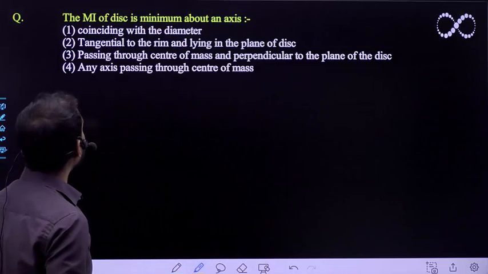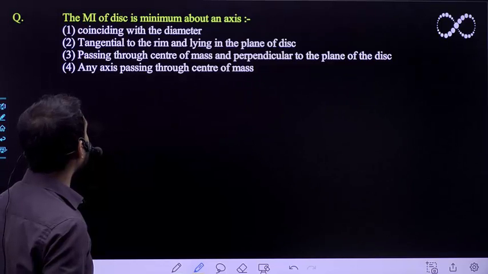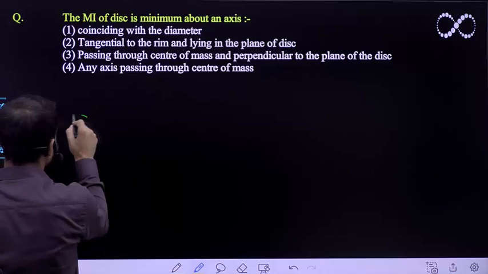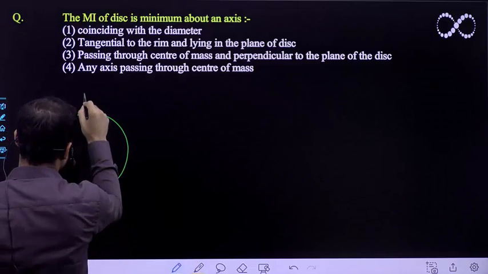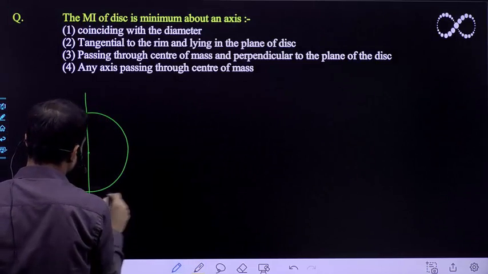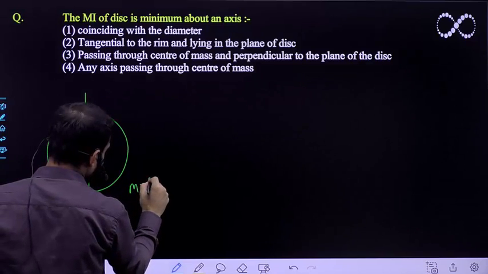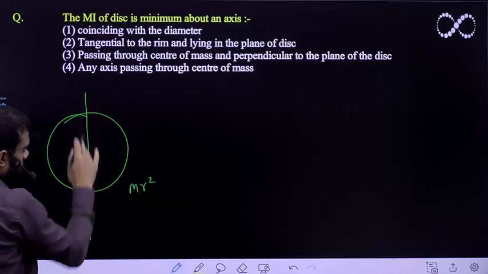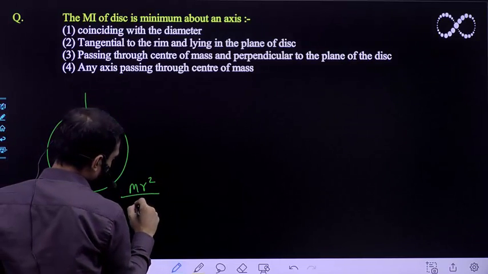The moment of inertia of the disk is minimum about the axis coinciding with the diameter. Okay, so let us take here. So this is the disk coinciding with the diameter. Moment of inertia is MR square. Right, about the central axis it is MR upon 2. So about this it will be MR square upon 4.